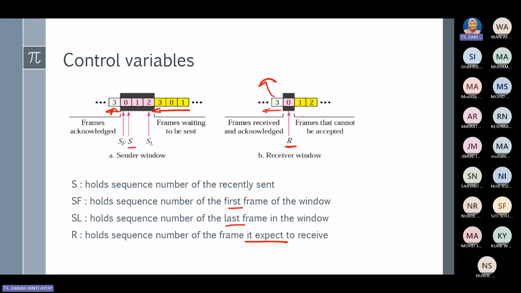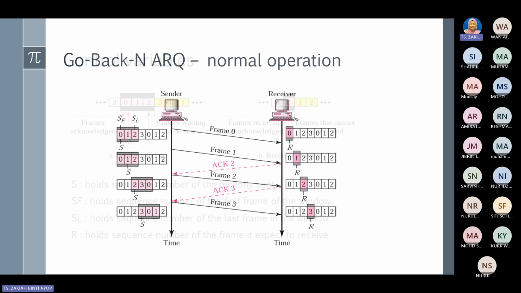And then usually the next frame that cannot be accepted would need to stay after the receiver here. So this side is the frames that cannot be accepted. Okay, so next is the normal operation.